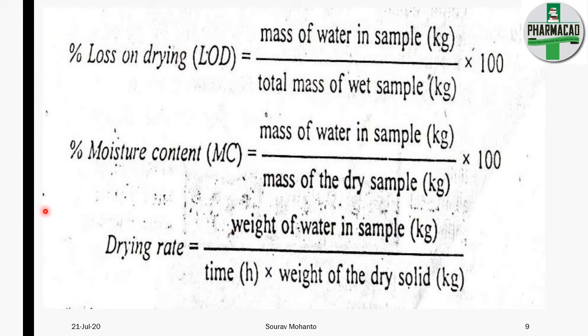These are the three very important formulas you need to remember, because many questions like MCQs can be asked from these formulas only. Suppose they mention that the total mass of the wet sample is this, so what is the percentage loss on drying? Or what is the mass of water in the sample? This type of question can be asked in MCQs in most competitive exams as well as semester exams in most universities. So if you understand and can remember these three equations, it will be helpful for you.